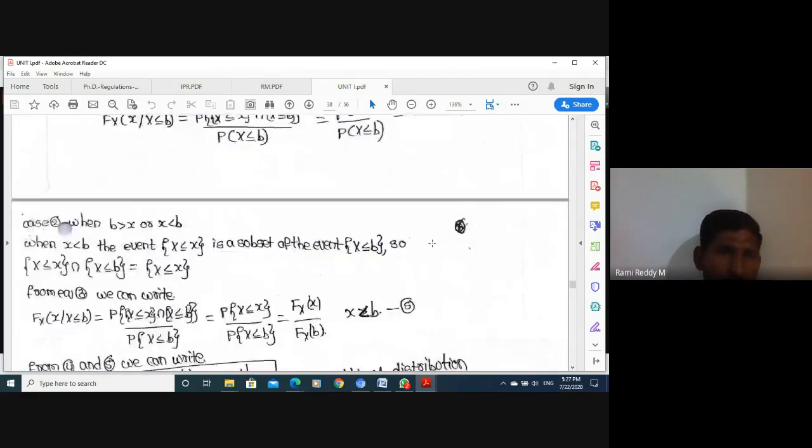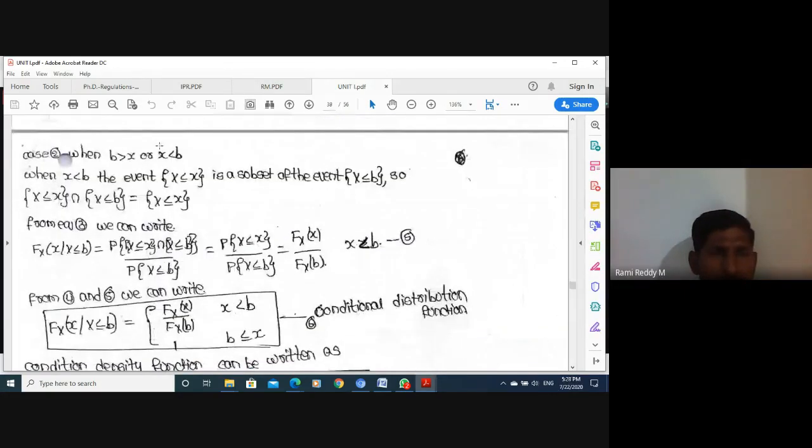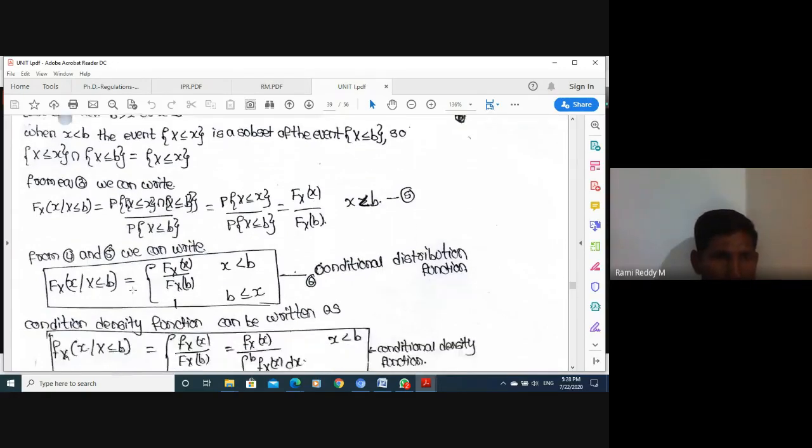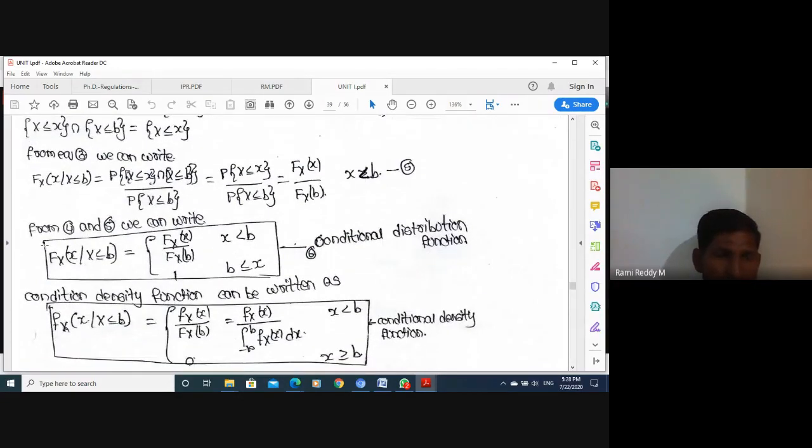Case 2: when b is greater than x, that is x is less than b, the event {X ≤ x} is a subset of the event {X ≤ b}. From equation 3, we can write it like this: F_X(x|X ≤ b) equal to F_X(x) divided by F_X(b) when x is less than b. So from equations 4 and 5, we can write F_X(x|X ≤ b) equal to F_X(x) divided by F_X(b) when x is less than b, and 1 when b is less than or equal to x.